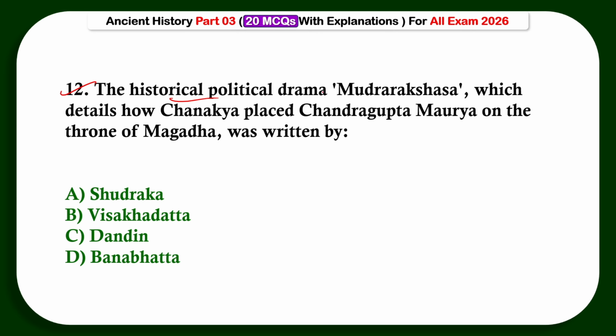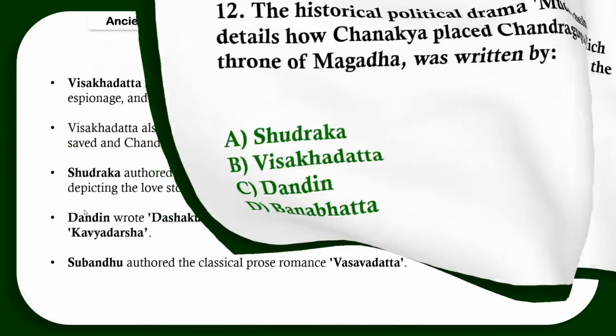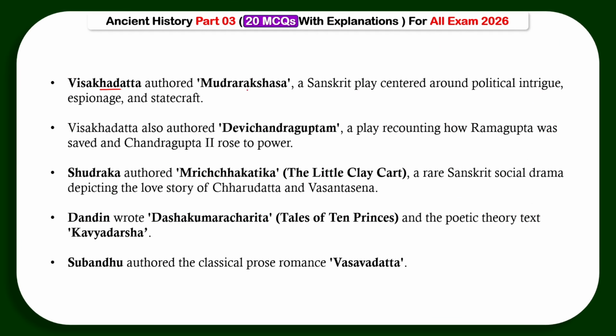Question 12. The historical political drama Mudrarakshasa, which details how Chanakya placed Chandragupta Maurya on the throne of Magadha, was written by? Option B, Vishakhadatta. Vishakhadatta authored Mudrarakshasa, a Sanskrit play centered around political intrigue, espionage, and statecraft. Vishakhadatta also authored Devichandraguptam, a play recounting how Ramagupta was saved and Chandragupta II rose to power.